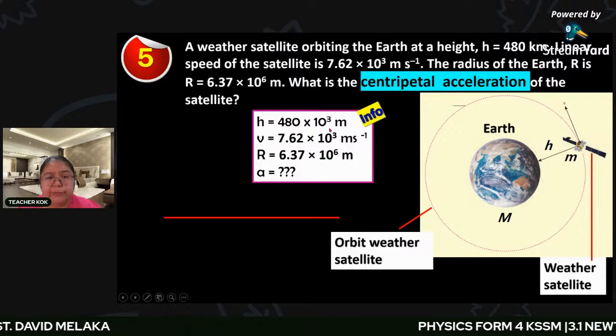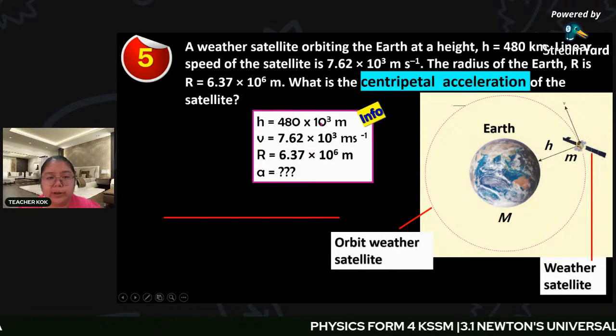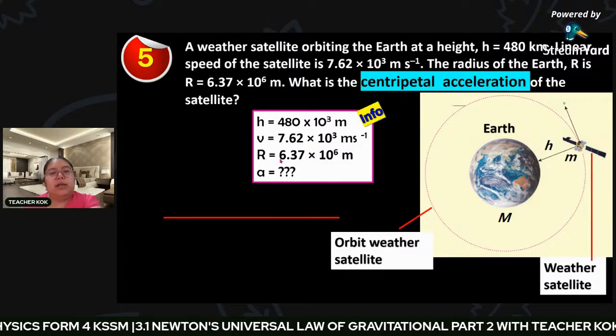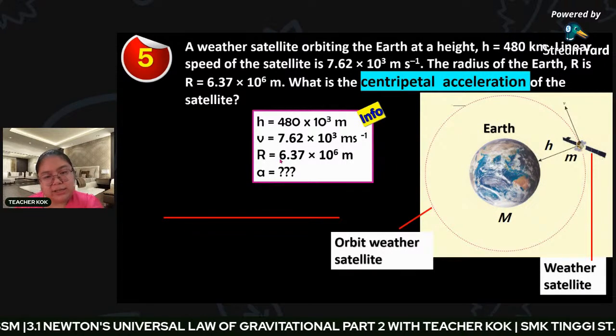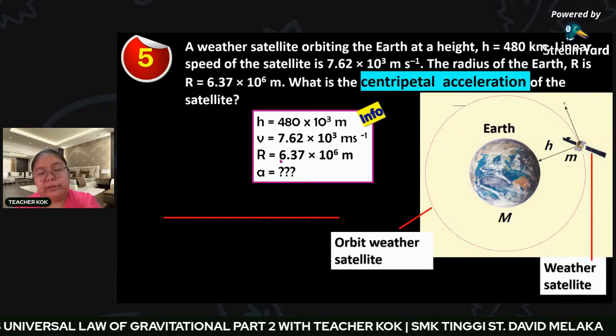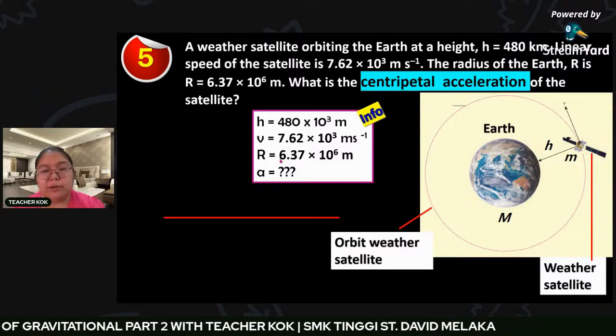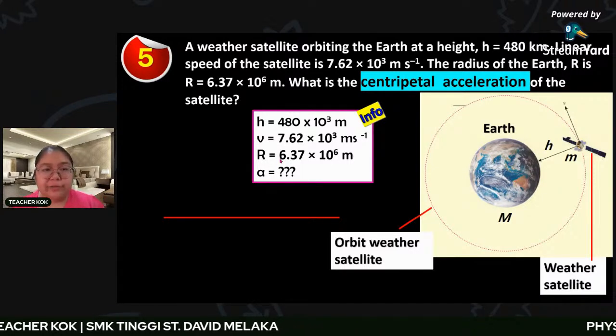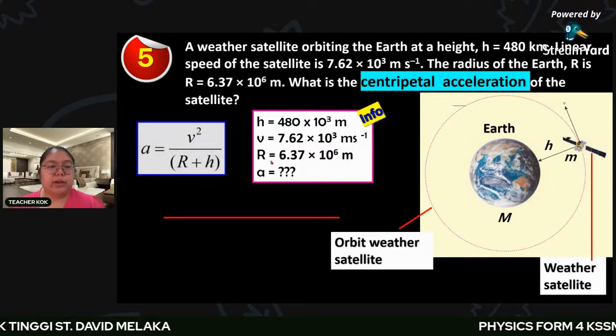This one is the info first: the height, the velocity. After that we have R, the radius. In this situation, we never use any gravitational constant because it is not related to gravitation. We just calculate the centripetal acceleration, not related to any force. So from here, we just create the formula.